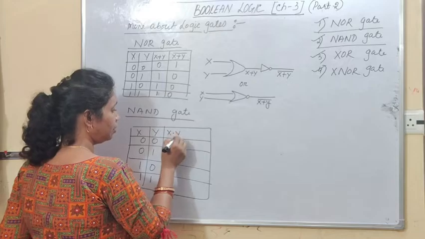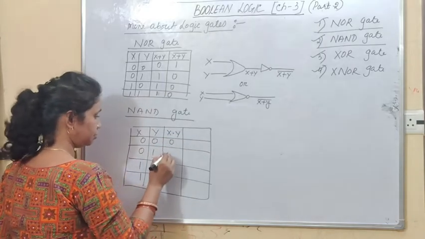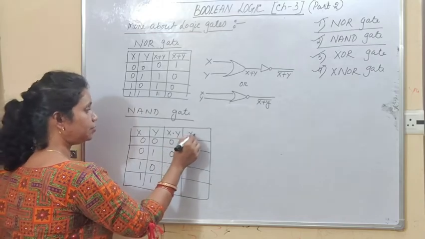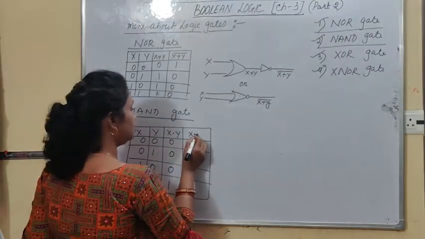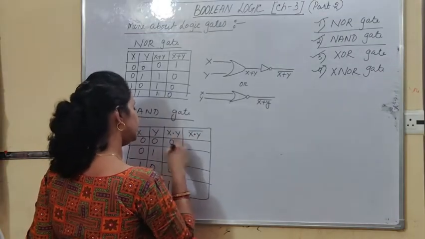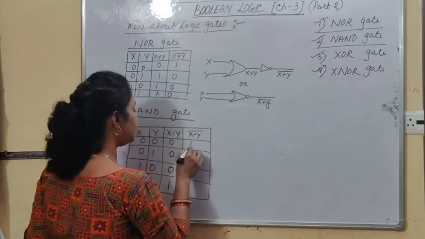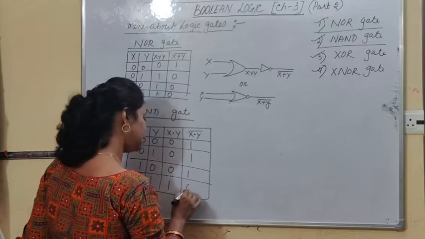And what is the value of x dot y? 0, 0, 0, 1. Now you have to find out the NAND operator. So that is x dot y whole bar. So if x dot y is equal to 0, not of x dot y is equal to 1. Similarly, it is 1, and it is 0.